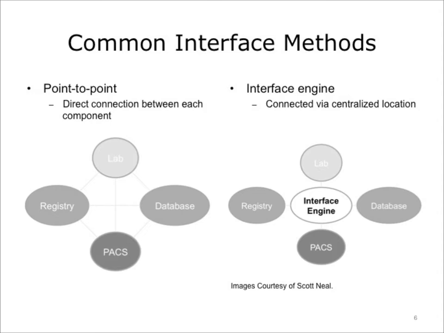There are two widely used methods for connecting dissimilar systems in EHR systems: point-to-point, in which there is a direct connection between each component, and an interface engine, in which components are connected via a centralized location. As the image on the left demonstrates, point-to-point integration means ensuring that each separate component can reliably and directly communicate with each other component in the system.